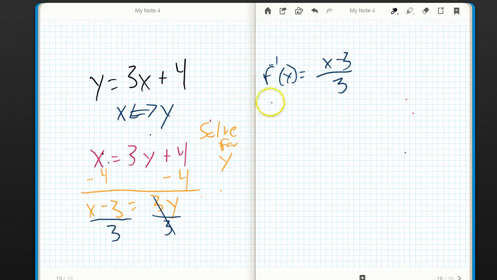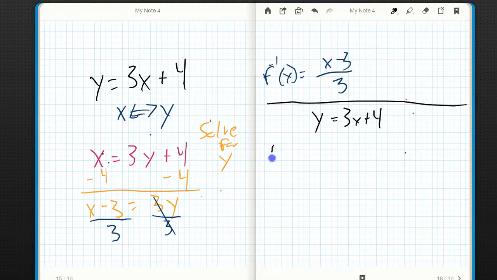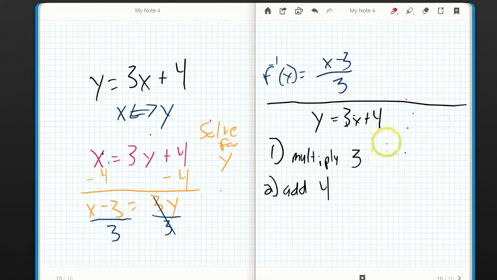The other way we did it, like we talked about, is the verbal way, doing the opposite. So again, we have y is equal to 3x plus 4. Our first step: how is x changing first? Well, the first thing that's changing x is the 3. So first we are multiplying by 3. Once we multiply by 3, we are adding 4.